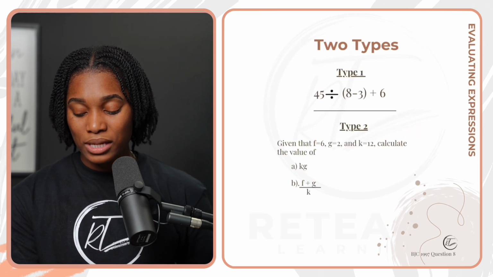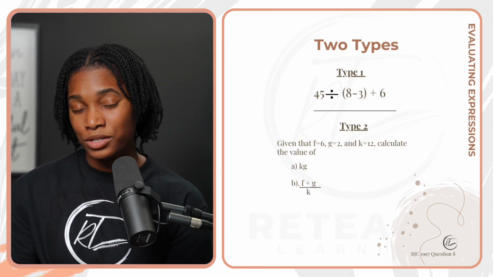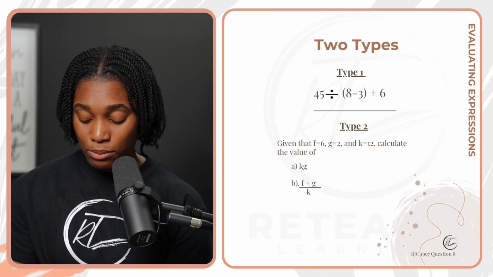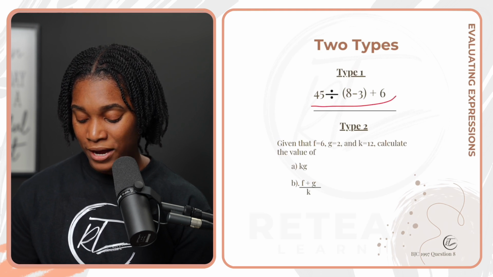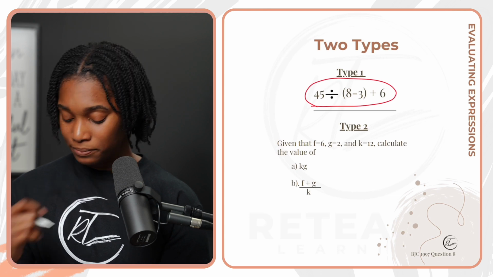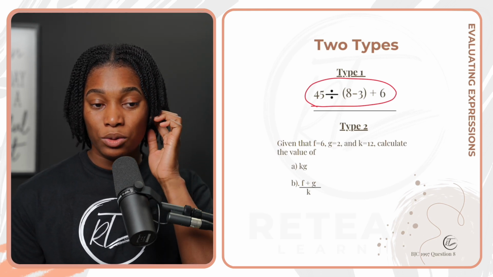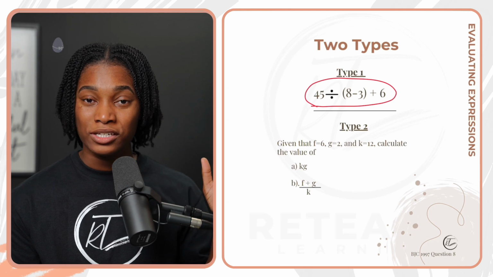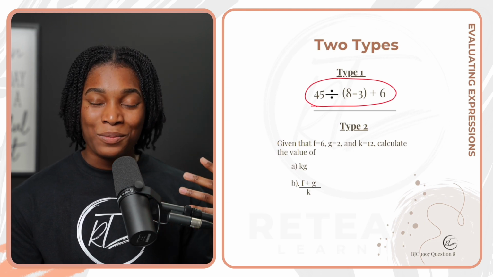Now, there are two types of problems that I came across when I was looking through the past papers when it comes to evaluating. Some of the questions look like the first one, type 1, where you have 45 divided by, and you have 8 minus 3 in parentheses plus 6. Notice that you have multiple operations here. So to answer this question, you would be dealing with order of operations.